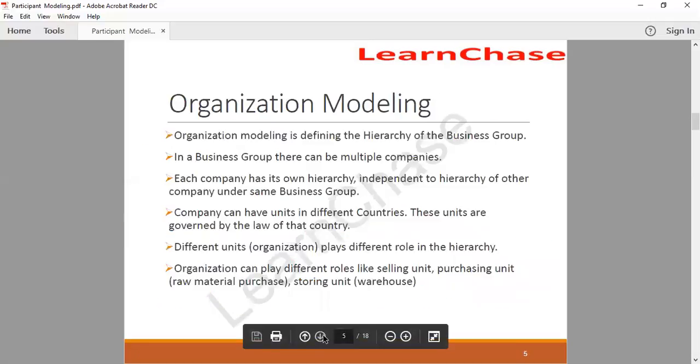The organization, in this example, we took Nokia. Let us see how the organization is defined. Now, the organization is defined in terms of the hierarchy of the business group. There can be multiple companies in a business group. Let's say if I take telephones, there could be multiple types of telephones. If you take the mobiles, there are multitudes of mobiles today.